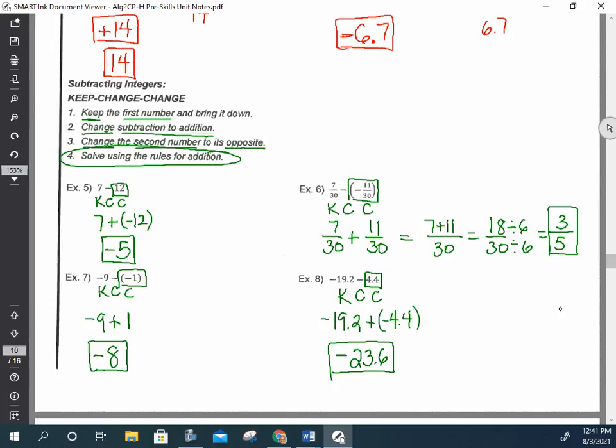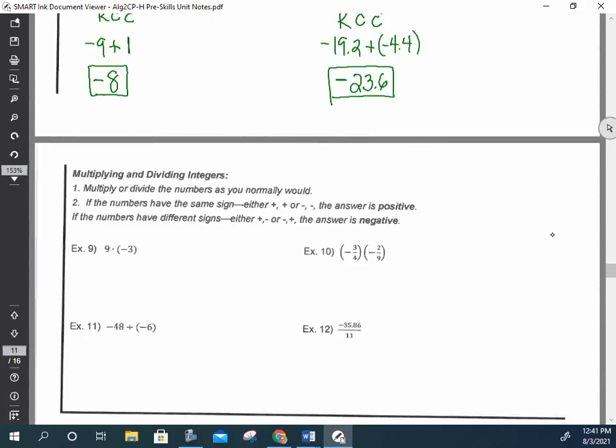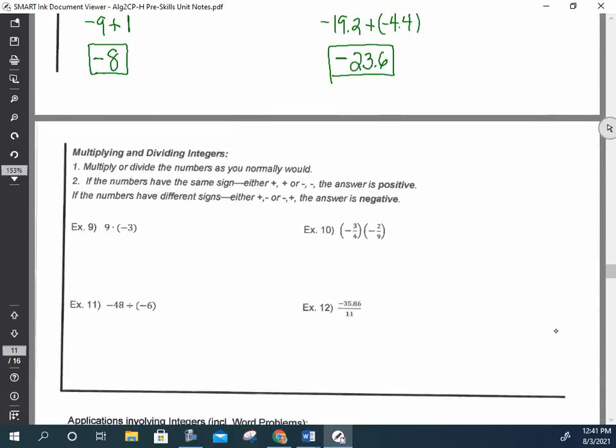So we've done adding, we've done subtracting. The nice part about multiplying and dividing is that they follow the same rules. So with multiplying and dividing, you multiply or divide as you normally would. If the numbers have the same sign, the answer is positive. If the signs are different, the answer is negative. So that is for multiplying and dividing.